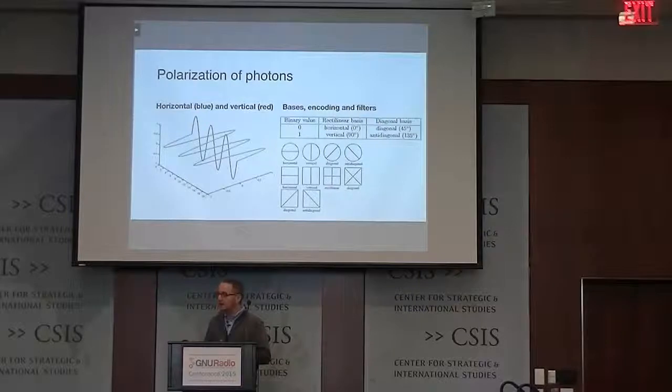And we have also the diagonal basis. So a 0 is encoded as a diagonal photon, and a 1 is then encoded as an anti-diagonal photon, 45 degrees and 45 degrees. Within each basis, the encoding is orthogonal, but the bases are not usually orthogonal to each other.